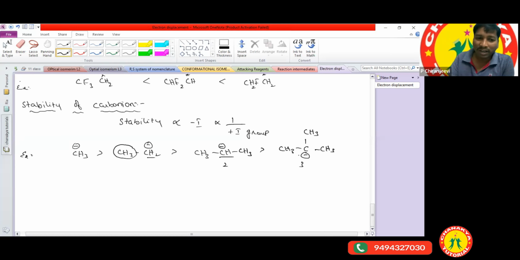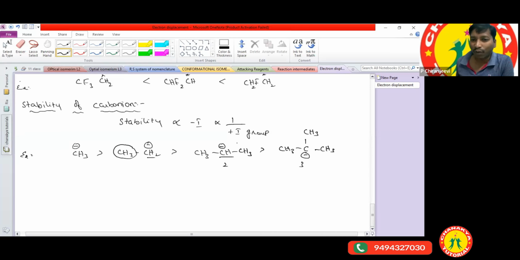Sir, here all these methyl groups are electron donating groups. So what is the statement? Stability is inversely proportional to the number of plus I groups. If you see, this one is attached to three methyl groups. In this one the carbene ion is attached to two methyl groups. In this one, one methyl group. Here, zero. As the number of electron donating groups increases, stability decreases.